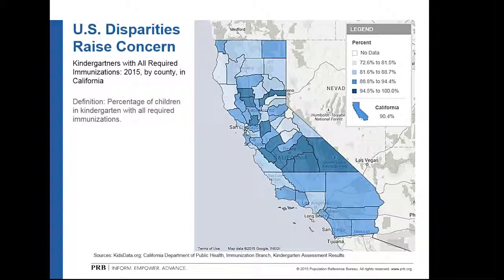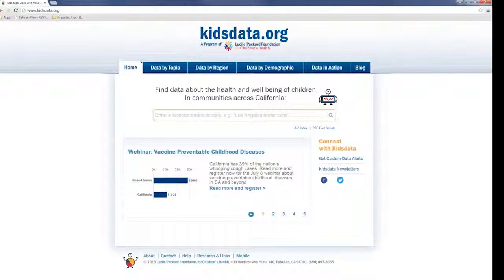And here, Reagan will talk a little bit more about the data for vaccination exemptions in California. Thanks, Beth. I'm thrilled to represent the Lucile Packard Foundation for Children's Health, and we're an organization that's dedicated to elevating the priority of children's health in California. And to that end, we operate kidsdata.org, as you can see on the screen.